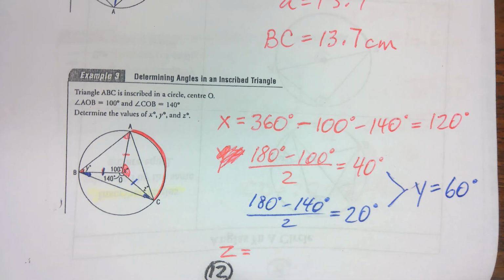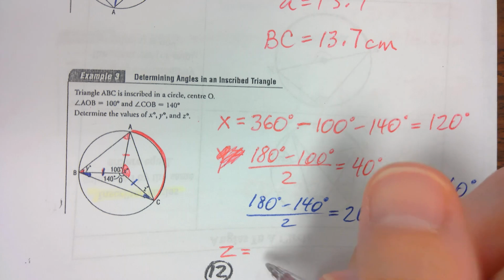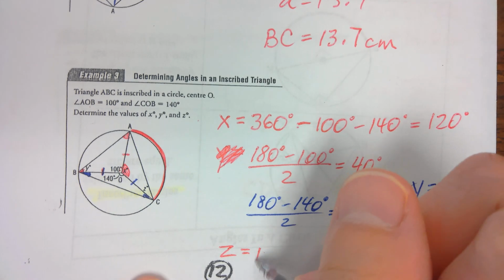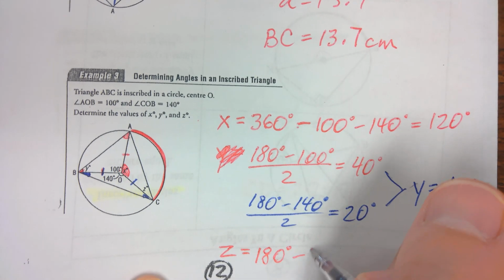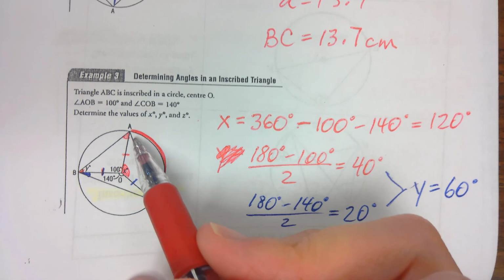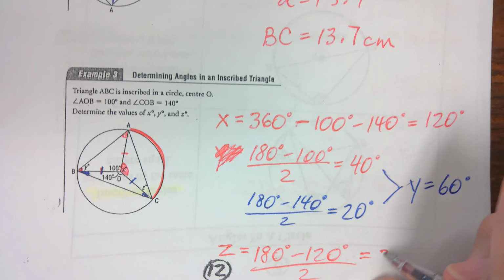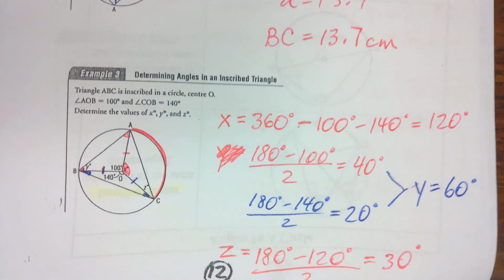And last one, Z. So now Z, we can do what we did. This is another isosceles triangle. So I know that angle X is 120. So 180, take away 120, divided by 2, because I have to split it between these two angles. So 60 divided by 2, angle Z is 30 degrees.